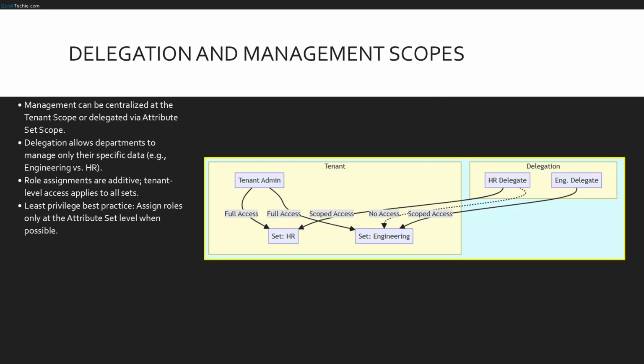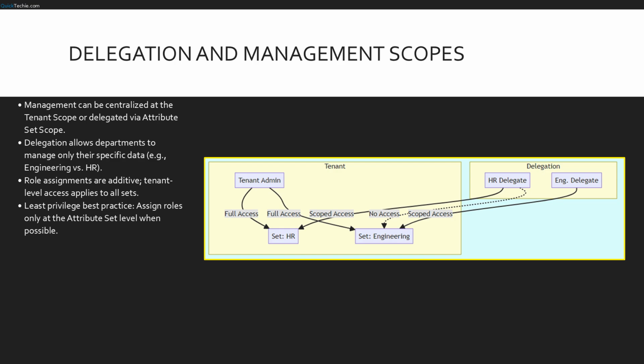As your organization scales, centralized management becomes a bottleneck. Custom security attributes solve this through flexible scoping. You can assign an administrator permissions at the tenant scope, giving them power over every custom attribute. Alternatively, you can assign permissions at the attribute set scope. This means you can give an engineering lead the ability to manage only the engineering attribute set, without giving them access to HR attributes. This capability is essential for maintaining a zero-trust posture, ensuring administrators only access the data relevant to their function.